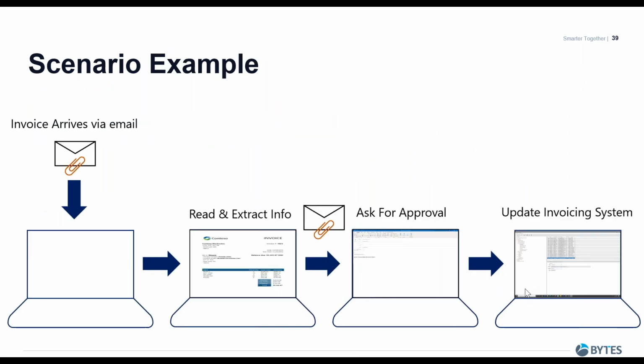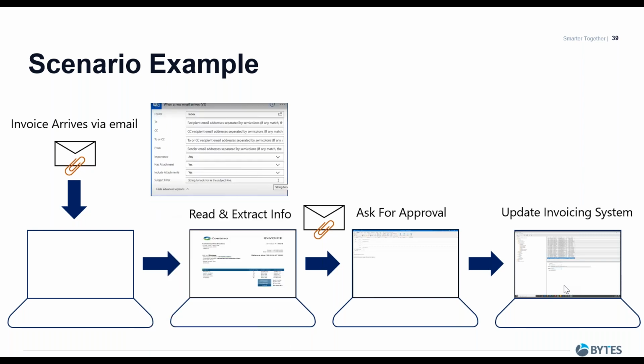So if I go back to my invoice processing example, as I said earlier, our Power Automate flow will be created to trigger a flow when an invoice arrives. The information from that invoice is then extracted using AI Builder, and then the invoicing system will be updated using our unattended RPA.